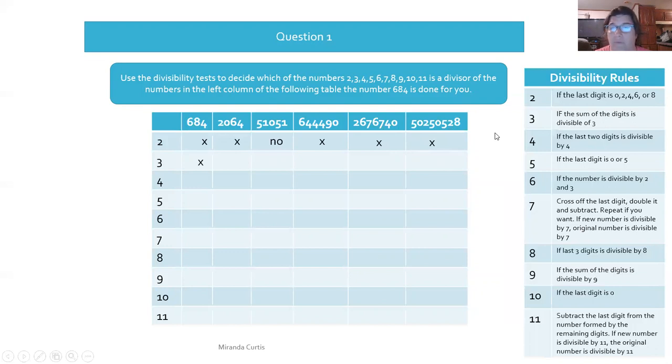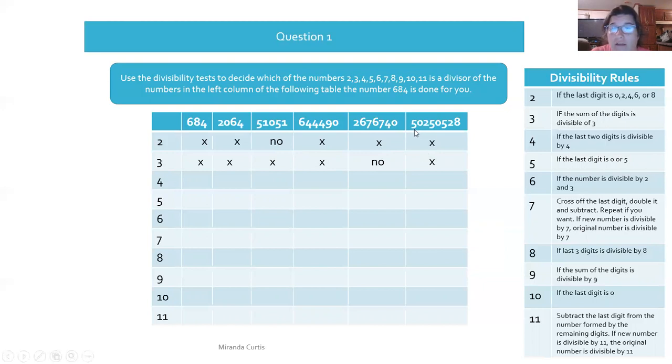Now let's look at 3s. Okay, if the sum of the digits is divisible by 3, so 684 is divisible by 3. Then we look at 2064, it is divisible by 3. 51,051 is divisible by 3. And then we look over here, and this one is divisible by 3. But look at this one, 2676740 was not divisible by 3. You couldn't divide it into 3. It gave you like point something, something, something. Means it was not divisible at all.